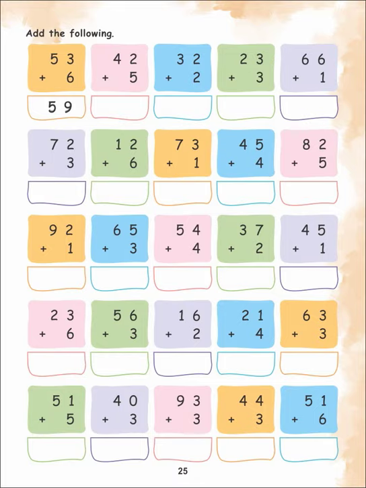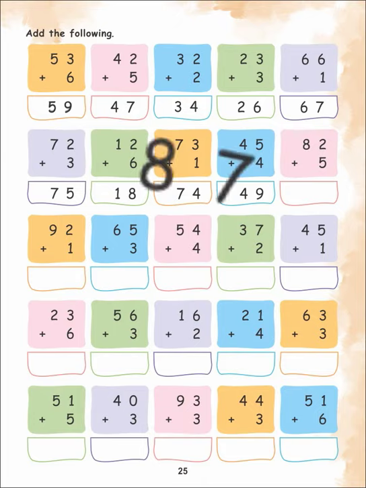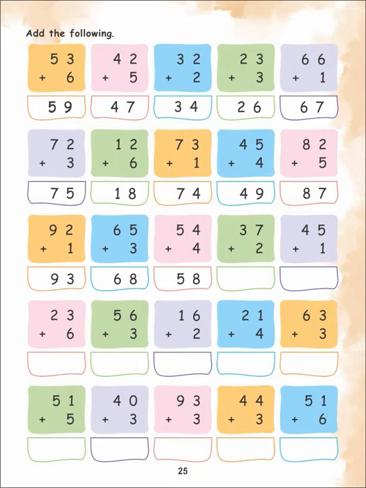59. 42 plus 5, 47. 32 plus 2, 34. 23 plus 3, 26. 66 plus 1, 67. 72 plus 3, 75. 12 plus 6, 18. 73 plus 1, 74. 45 plus 4, 49. 82 plus 5, 87. 92 plus 1, 93. 65 plus 3, 68. 54 plus 4, 58.